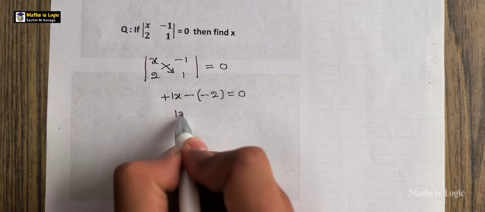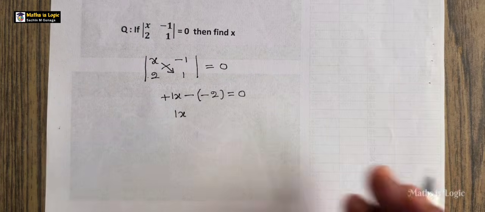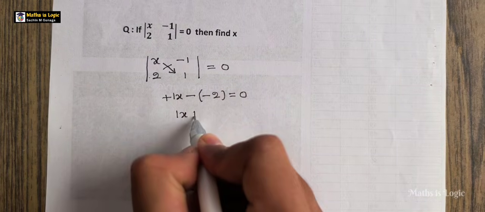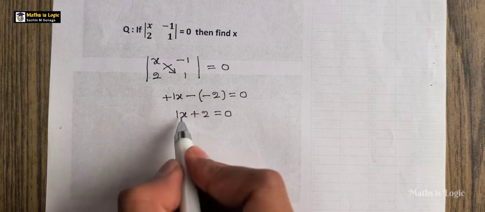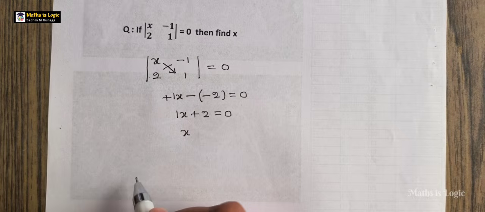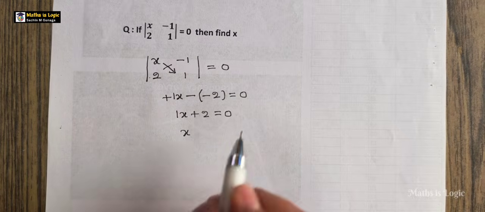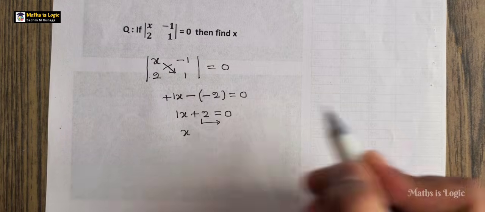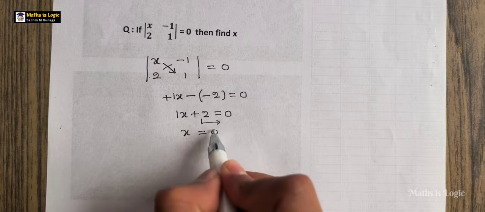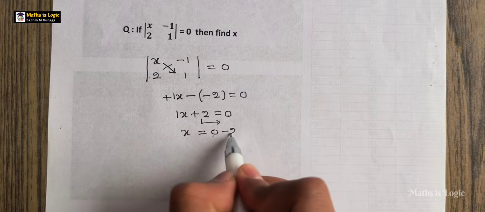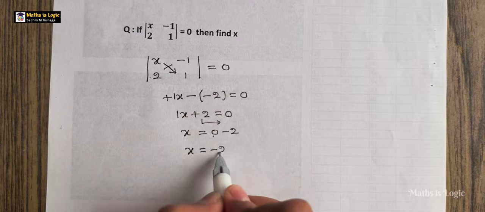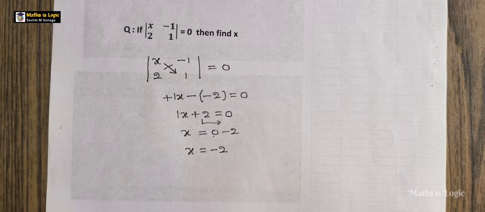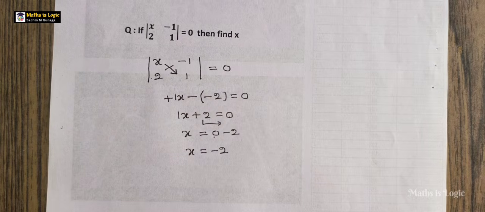Open the bracket. So 1x, minus into minus is plus 2, is equal to 0. We need the x value, therefore I am going to keep this x as it is. 1x means x only. Shift this 2 to the right hand side. The right hand side already has 0, keep it as it is. Plus 2 becomes minus 2. Therefore x is equal to 0 minus 2, which is minus 2. So this is the value of x.